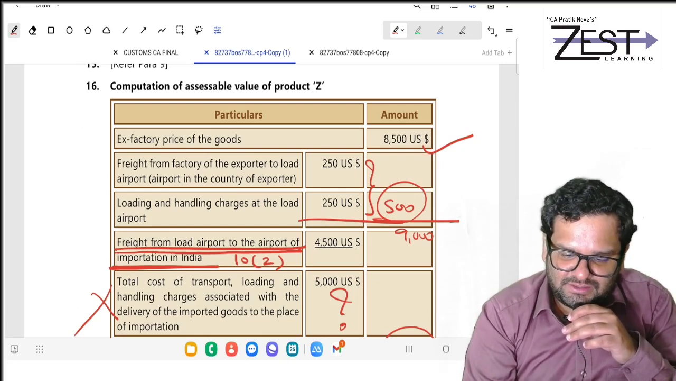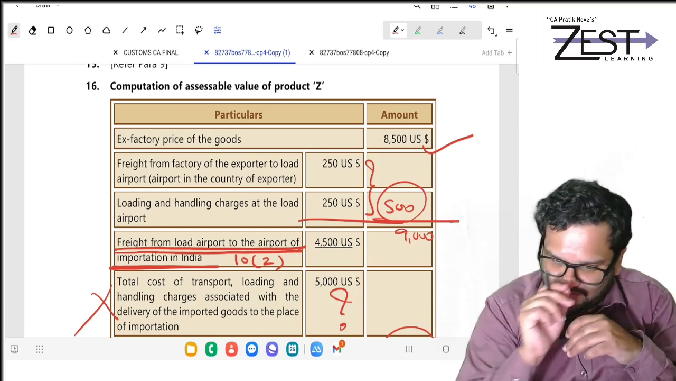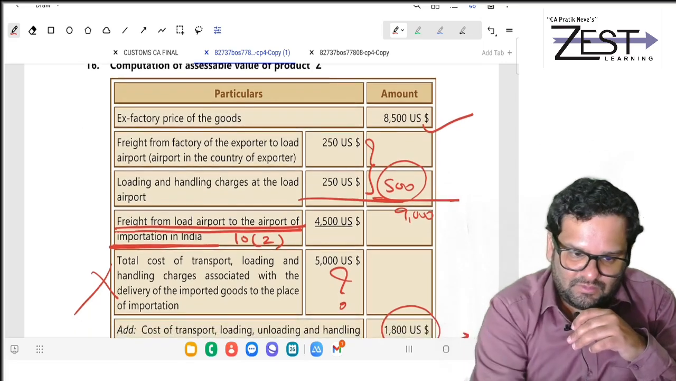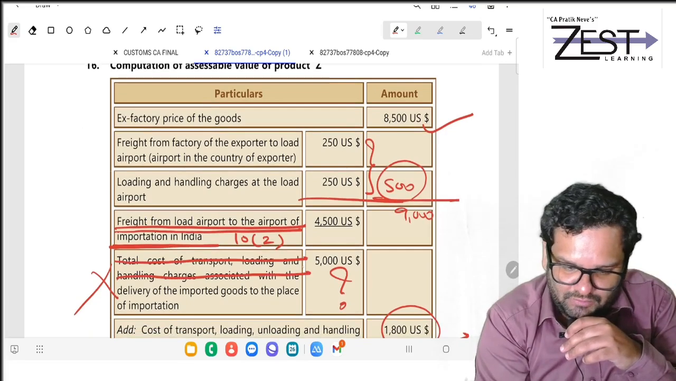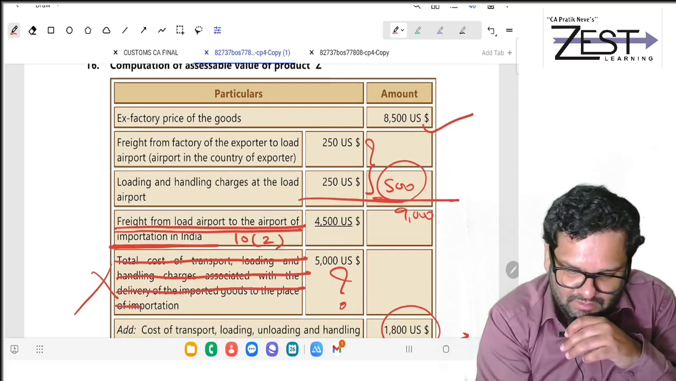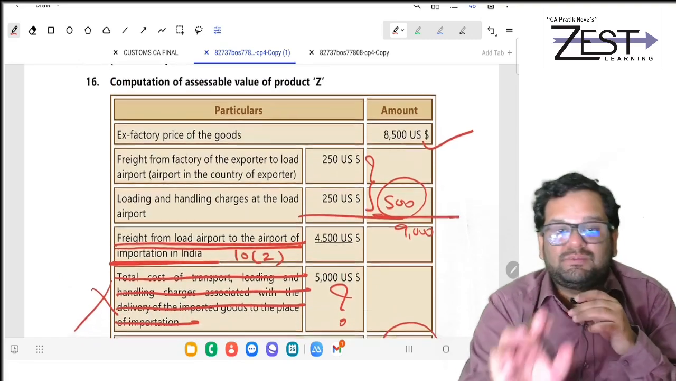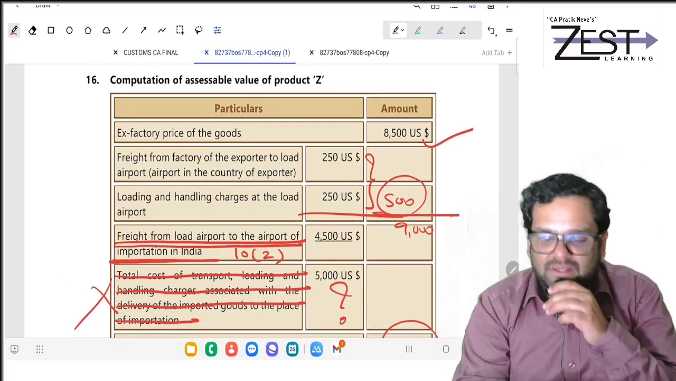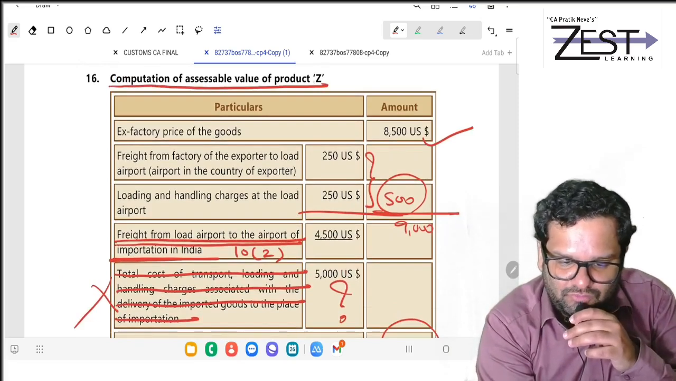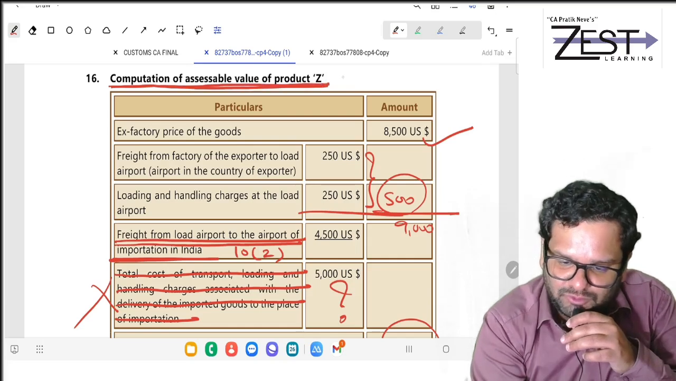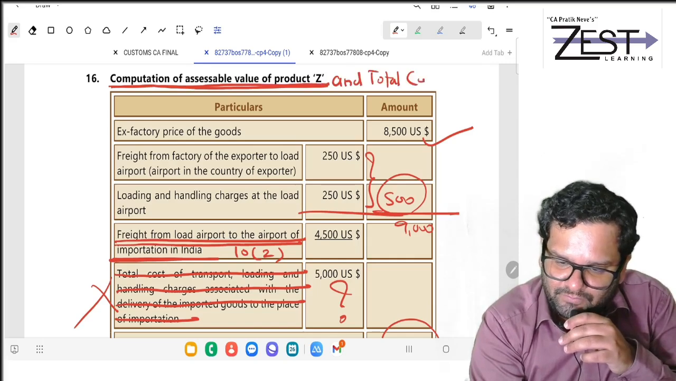What I am saying is, I am going to solve it here only. You solve it systematically. I am going to solve here only. Start. Write down computation of assessable value of product Z and total customs duty payable.